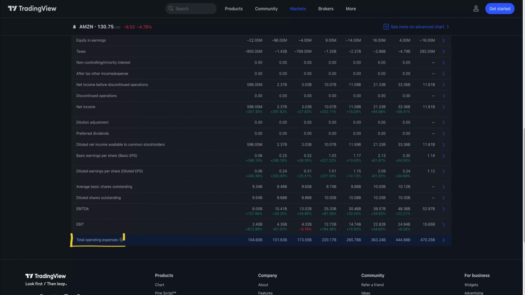Second, the total operating expenses, which are the total expenses that are incurred over a given period of time as a result of normal business activities. This number needs to always be lower than the total revenue. If it is not, it is a huge red flag for the health of the business.